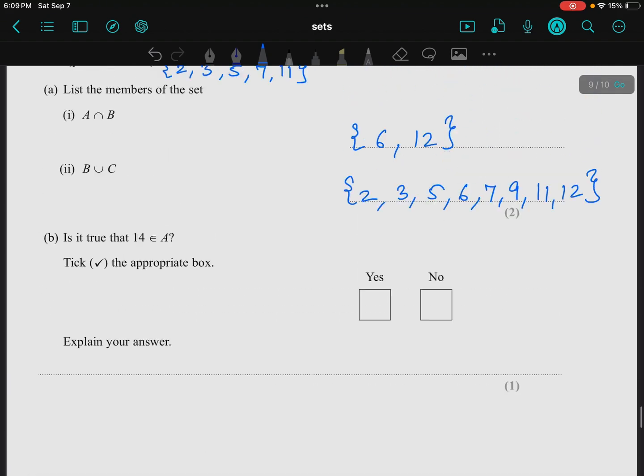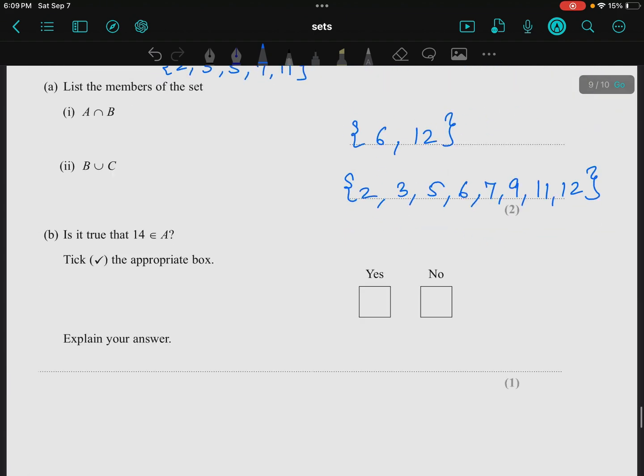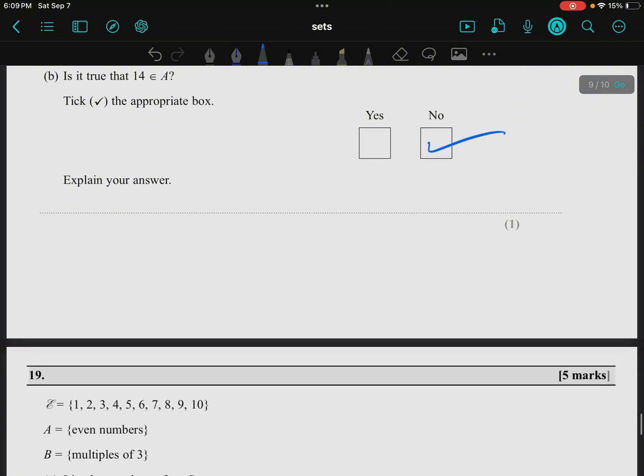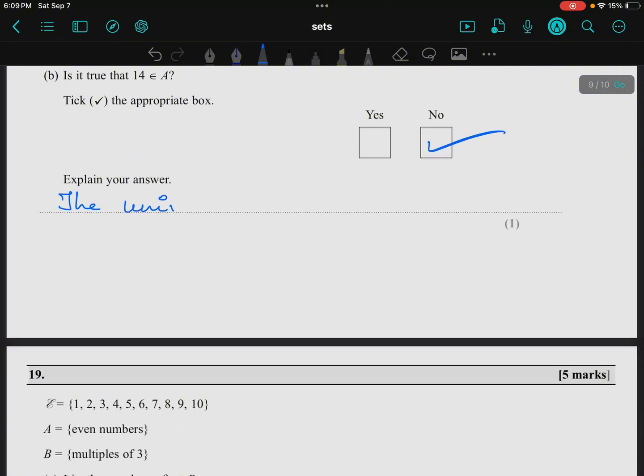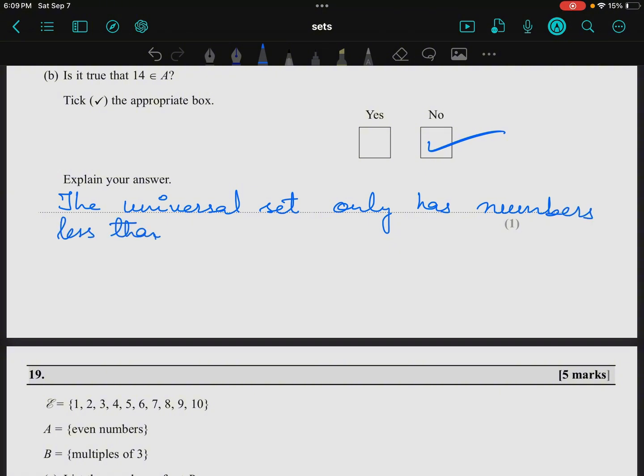Then is it true that 14 belongs to A? No, 14 does not belong to A because the universal set only has numbers less than 13.